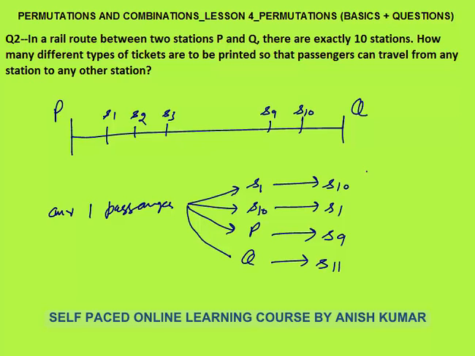So what I can conclude is, for every passenger, how many stations will he use for one journey? He may need a ticket from S1 to S10. He may need a ticket from S10 to S1. He may need a ticket from P to S9, or so many possibilities are there. So how many possibilities are there?